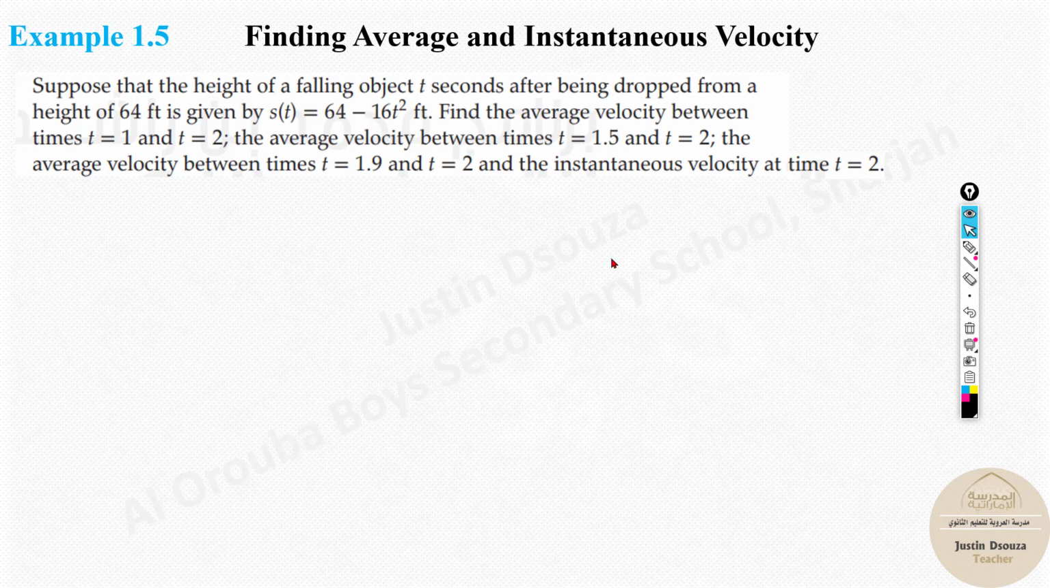Now, if I'm telling you instantaneous time 2, it means at this particular time I want to know what is happening. Whereas average means at time 1.5 to 2, what happened. So this is what it is. Now it's very simple to understand.